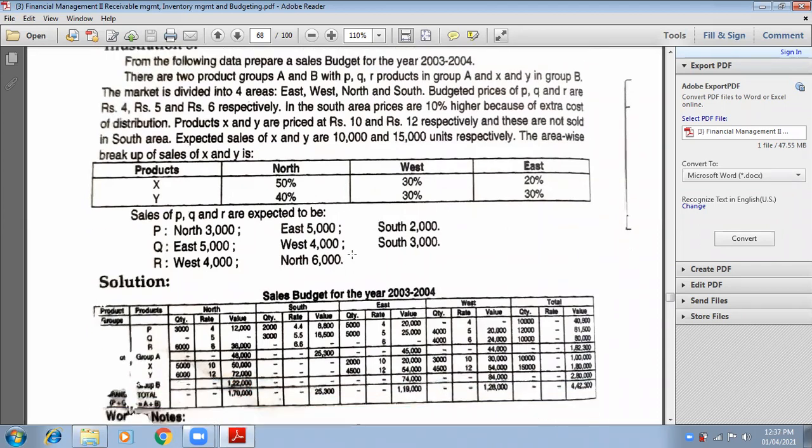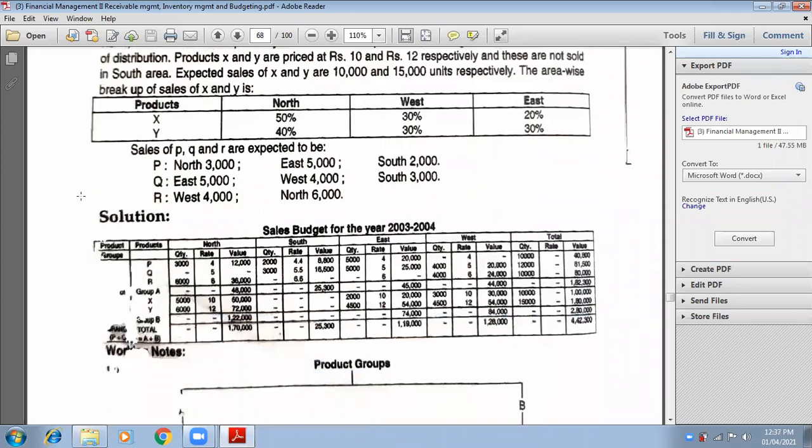So now what you have to do is make the columns. First column will be product group, group A and group B. Second will be products: under group A we have PQR, and under group B we have X and Y. And you will prepare North, South, East, West, and the column of total. But remember, under each column you have to divide it into three sub columns: quantity, rate, and amount. Again for South quantity, rate, and amount, also for East, also for West, and the column of total.